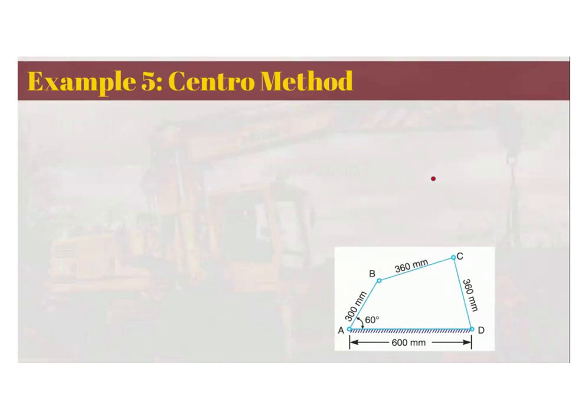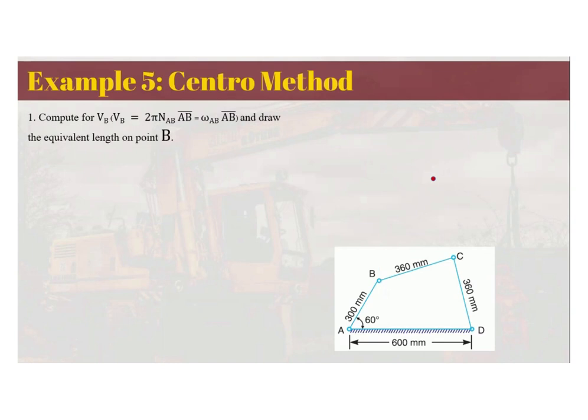Another example for the Centro method, but this one is almost similar to the instantaneous axis of rotation method. When using the Centro method, all you have to do is use a graphical approach. First, you are going to compute the velocity of B. And then, when you have the velocity of B, draw the equivalent length on B.